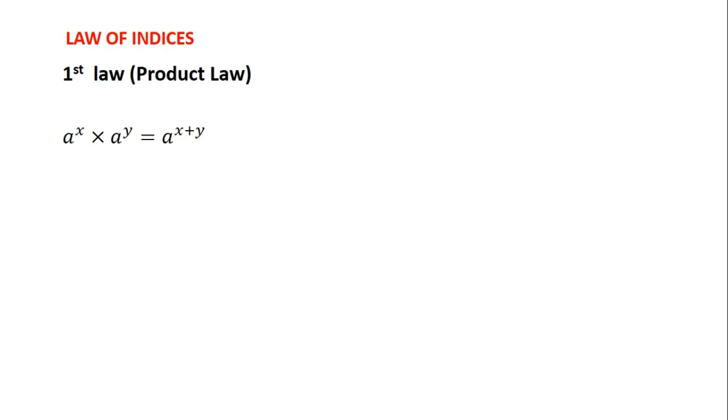Let's consider the first law. The first law is called the product law. We know that product means multiplication. So what this law says is that if you have two or more numbers multiplying in the index form and these two numbers have the same base. Now remember, for this law to work, the two numbers must have the same base. If the two numbers have the same base, then write one of the numbers and add the exponents.